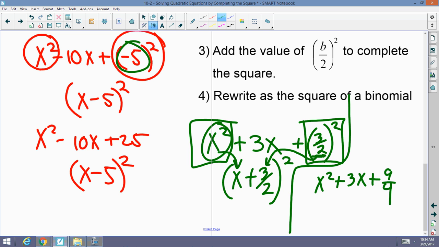That's why I keep this unsimplified. I do not square that last term. Me personally. It's up to you though.